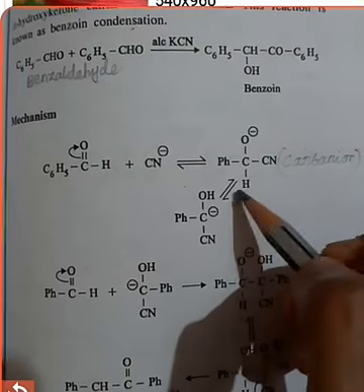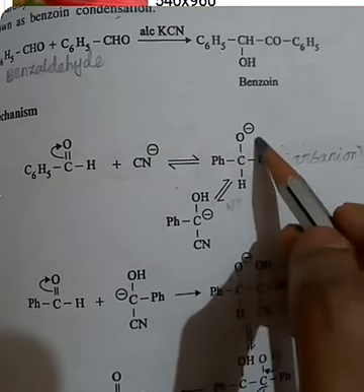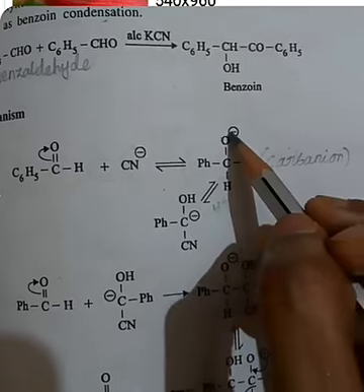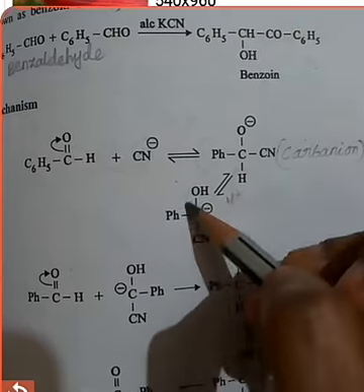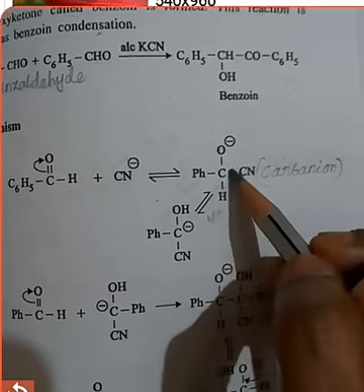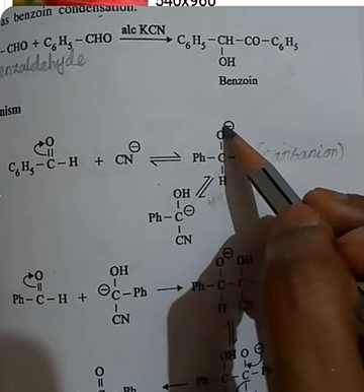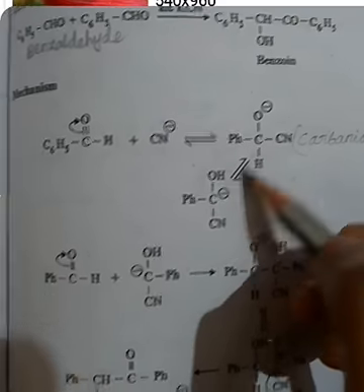Again, this is a forward and backward reaction. Here the hydrogen will directly attack the O minus, and this CN minus will be formed in this compound. So it is an intermediate reaction. Then C6H5 C minus, where the OH is formed and the C minus gets one minus charge. So this is the second step.